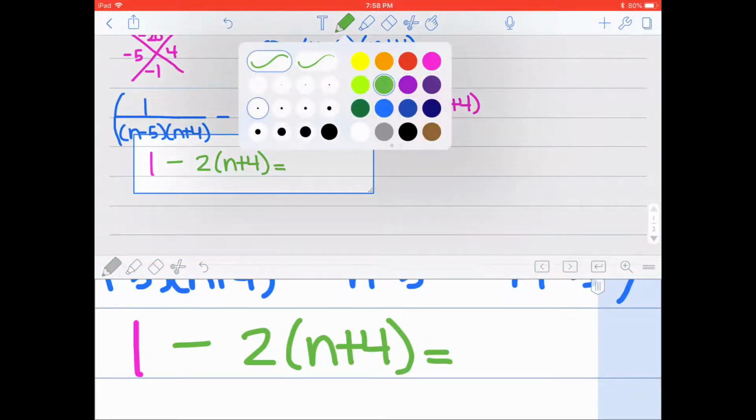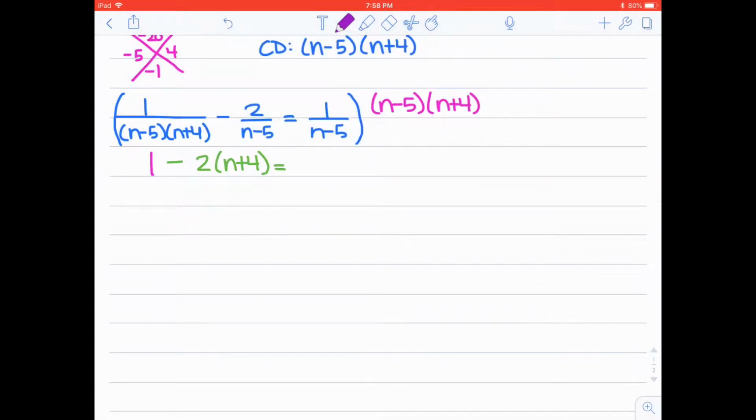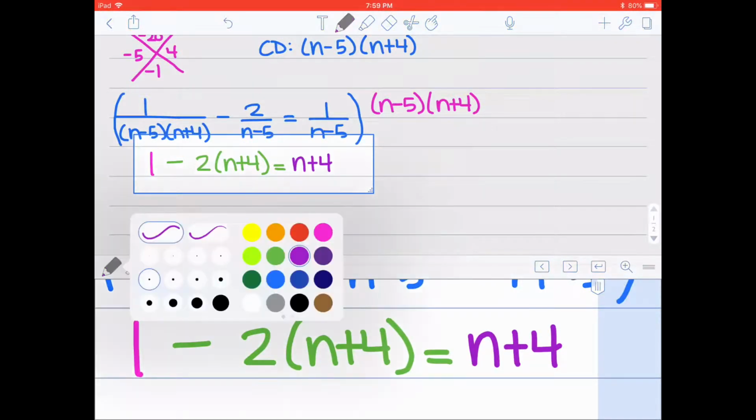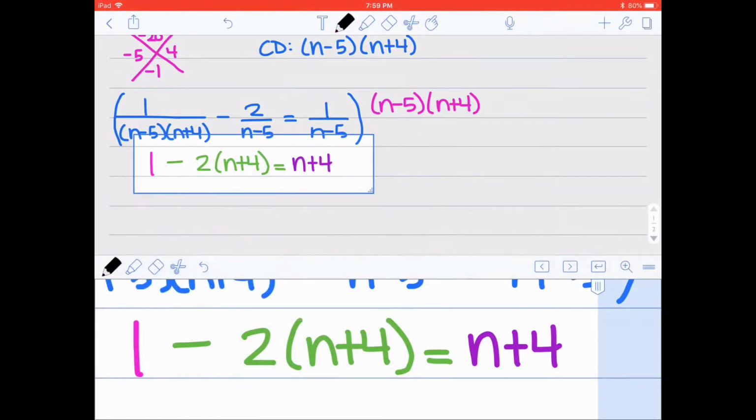And then I'm going to do that third piece. So we have that common denominator being multiplied by the right side of the equation, so it's being multiplied by the third piece that we have. And again, the n minus 5s cancel out, but the 1 does not, and the n plus 4 does not. So that equals n plus 4. And now all I have to do is solve this pretty simple equation. So I'm going to start doing my work.